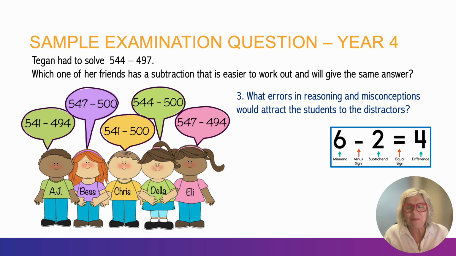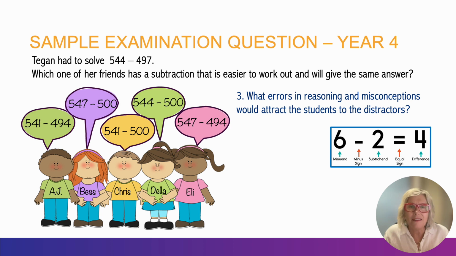Let's start with AJ. Well, this is a comprehending or transforming error. Students who selected AJ may not be able to determine the level of difficulty of a mental 3-digit subtraction, or just how to make it simpler. Bess, of course, has the correct answer. Chris, this is a transforming error, likely to have rounded 497 to 500 and then used an incorrect strategy to compensate for that 3, such as subtracting 3 from the minuend rather than adding 3.